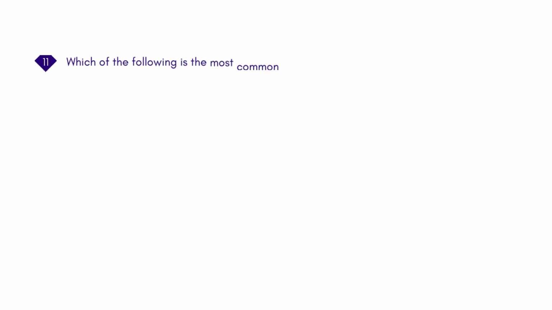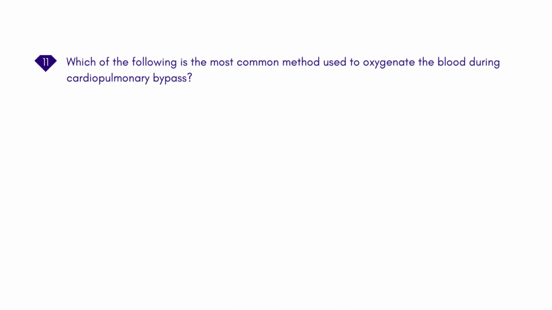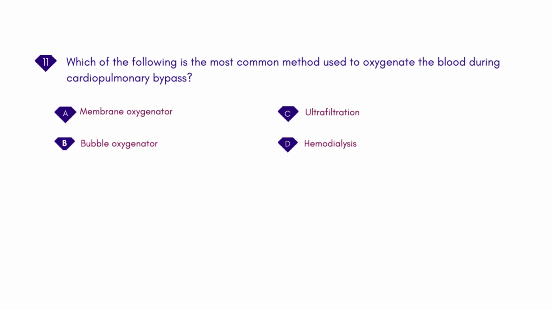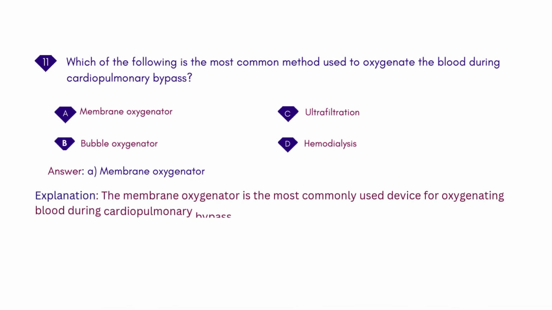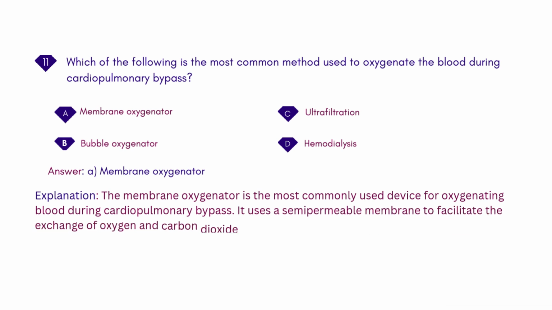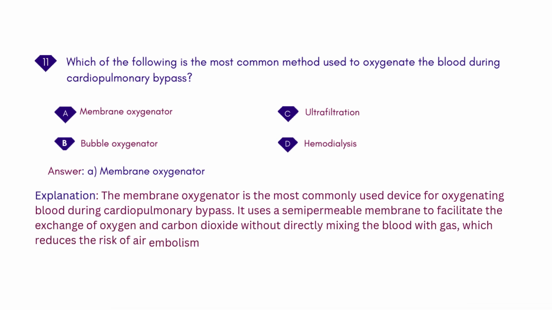Which of the following is the most common method used to oxygenate the blood during cardiopulmonary bypass? A. Membrane oxygenator. B. Bubble oxygenator. C. Ultrafiltration. D. Hemodialysis. Answer: A. Membrane oxygenator. Explanation: the membrane oxygenator is the most commonly used device for oxygenating blood during cardiopulmonary bypass.